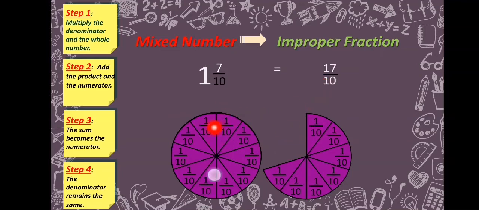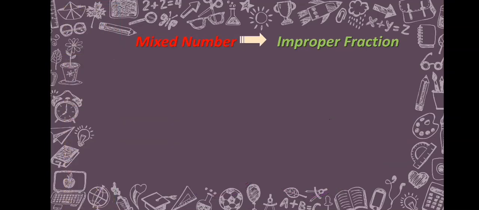Again guys, we multiply the denominator and the whole number, 10 times 1, then we add the numerator. 10 times 1 plus 7, like clockwise. Multiply down and plus up. 10 times 1 equals 10 plus 7 equals 17, and this is our numerator, and the denominator stays the same. Let's move on.